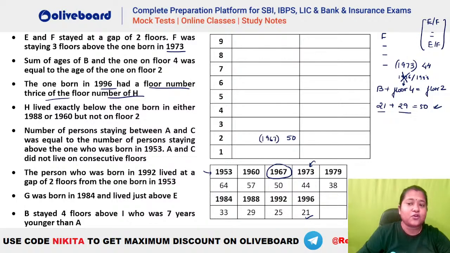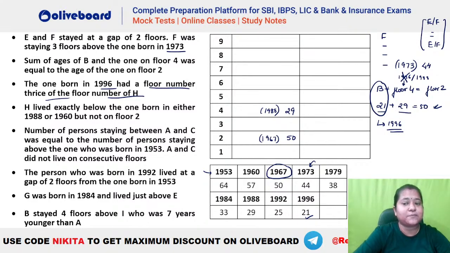So that means floor number 4 should be the one who is 1988. Absolutely. So you can see this person will be 1988. That means he is 29 years old. That means we now know that B has to be the one who is 21 years old. So B will be 21. That means he should be the one who is born in 1996. Are we clear, everybody? So B should be the one who is 21 years old. That means he should be the person who is born in 1996.